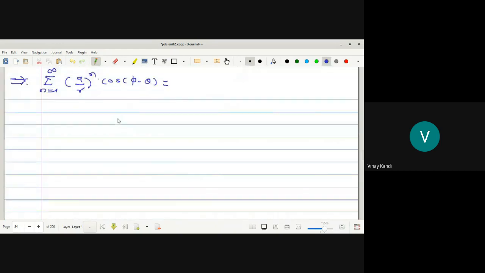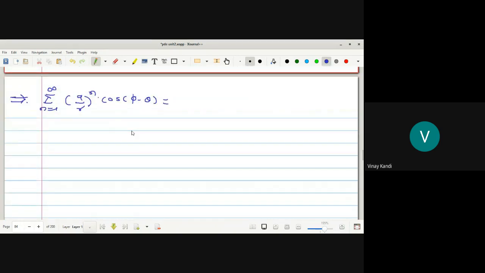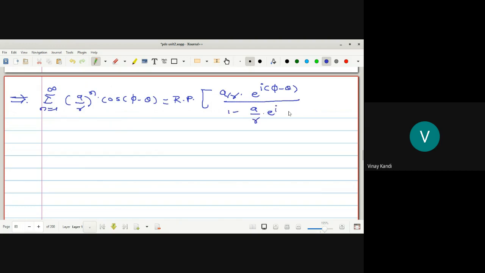ओके, कन्सेप्ट थोडा अवघड आहे, अवघड म्हणण्यापेक्षा किचकट आहे. ओके, सो summation n running from 1 to infinity (a upon r) bracket raised to n into cos n phi minus theta is equal to the real part of a upon r into e raised to i phi minus theta divided by 1 minus a upon r into e raised to i phi minus theta. Okay, any doubt?